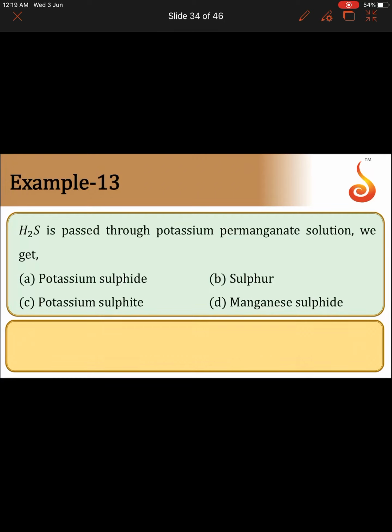H2S is passed through potassium permanganate solution, we get sulfur. I will explain how to write the balanced equation for this reaction. First, potassium permanganate is a strong oxidizing agent.